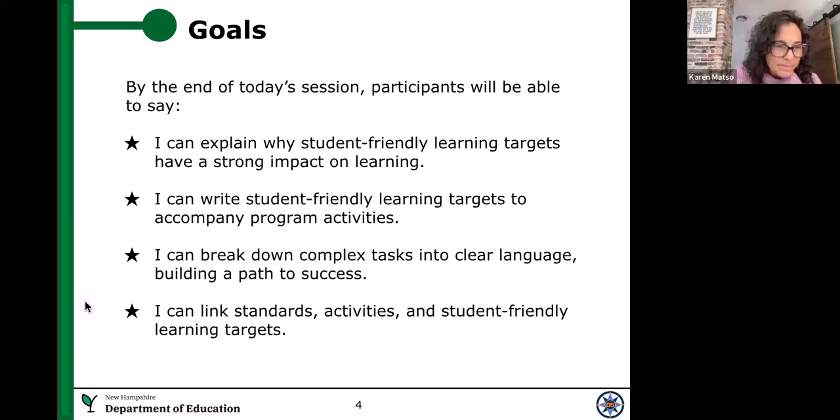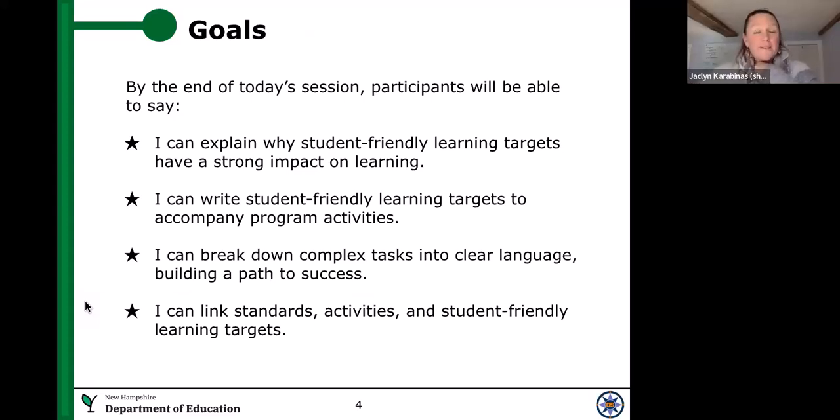I'll do some recon. My hope is that by the end of the session, you'll be able to say, these are your own I CANs: I can explain why student-friendly learning targets have a strong impact on learning. I can write student-friendly learning targets to accompany program activities. I can break down complex tasks into clear language, building a path to success. I can link standards, activities, and student-friendly learning targets.